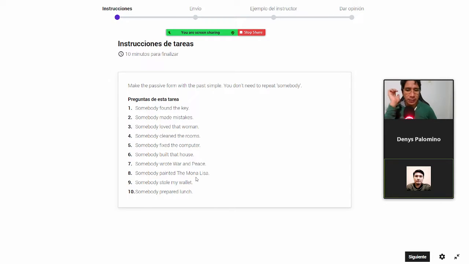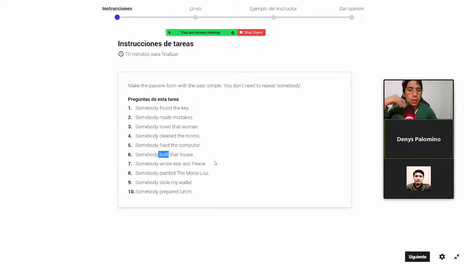Then number three. Somebody loved the woman. Was loved. Great. Jimmy, number four. The rooms were cleaned by somebody. Cleaned. Denise, number five. The computer was fixed. Fixed, great. Jimmy, number seven. The house is built. Is past or is present? This is the past. Okay, was built. Yes.